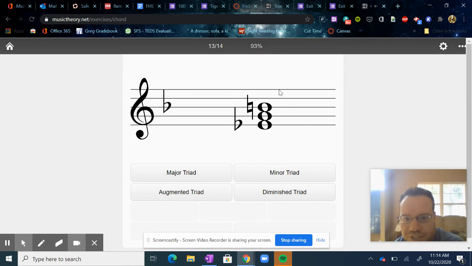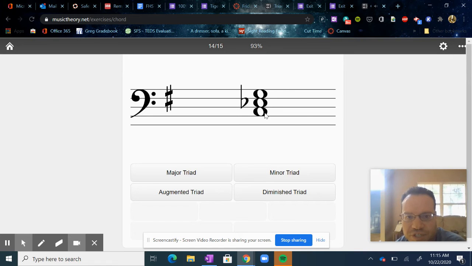This is root position because you have 3 consecutive lines. So then you're just thinking E flat, G, B natural. There is a flat in the key signature, but they made it a natural. So this would be a major third from E flat to G, and then G to B natural would be a major third, or an augmented 5th between E flat and B natural. That would be an augmented triad.